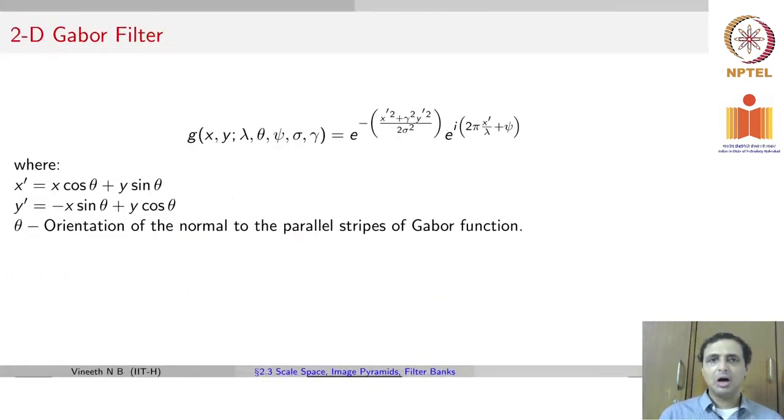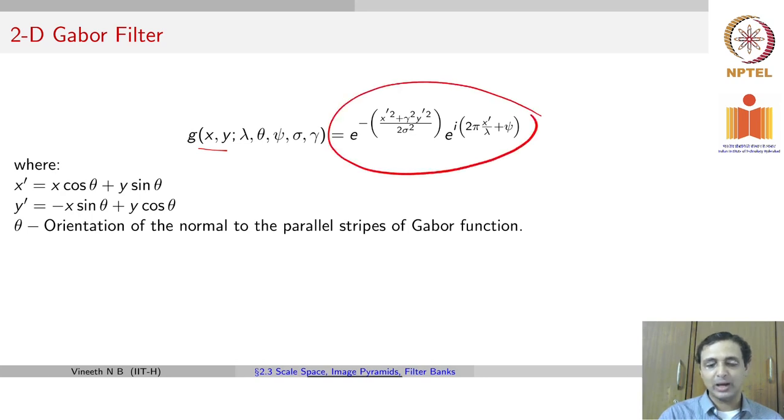Mathematically speaking, a 2D Gabor filter can be written as, you have an x, y, you have a lambda, theta, psi, sigma and gamma. We'll talk about each of them in a moment. And it's given by the exponent of minus x prime square plus gamma square y prime square by 2 sigma square, times e power i, which represents your complex number, 2 pi x prime by lambda plus psi. We'll talk about each of those quantities. We are not going to derive this in this particular course, that may be outside the scope.